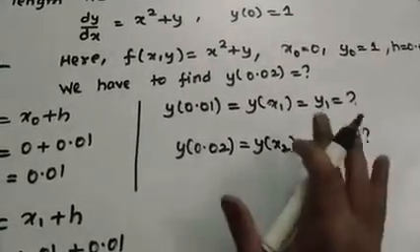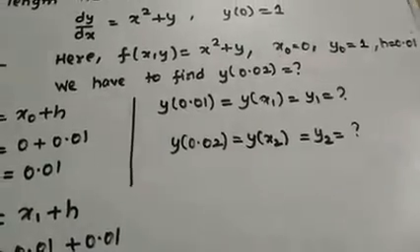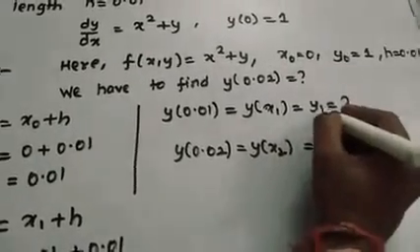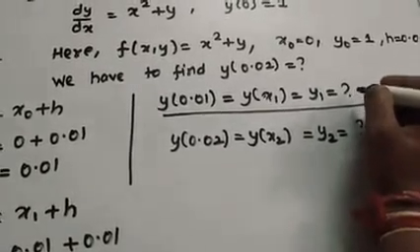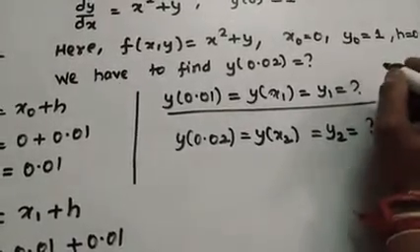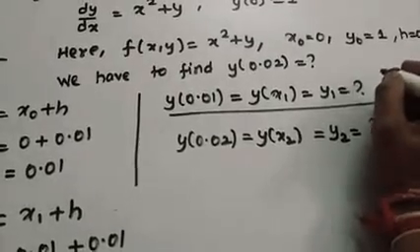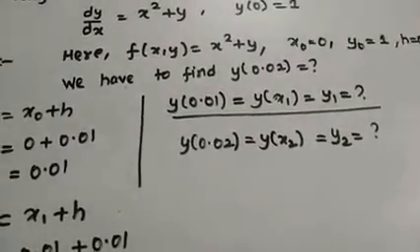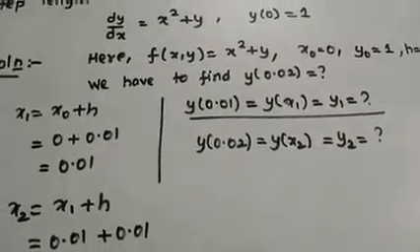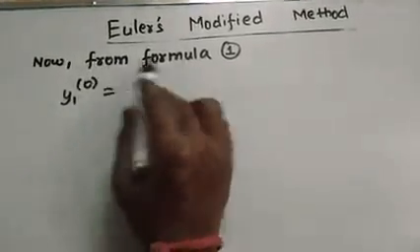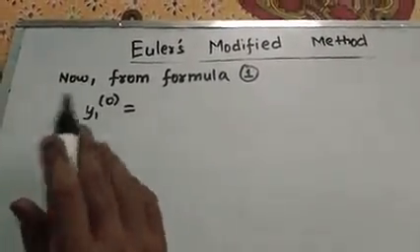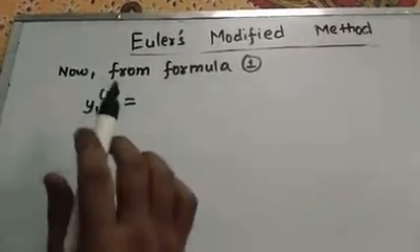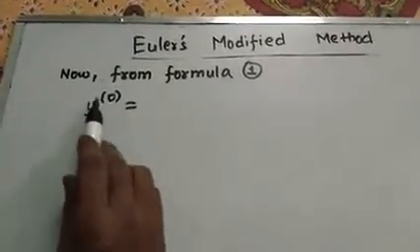So first of all, let us go for the y1. For finding y1, we have to first find y1 0, that is the initial condition of y1, by using the formula number 1. So let's start. From formula number 1, we have to find y1, and formula number 1 indicates the initial value, that is y1 0.